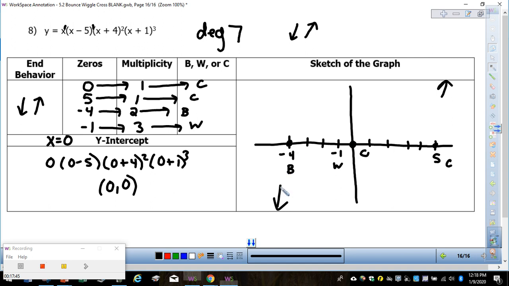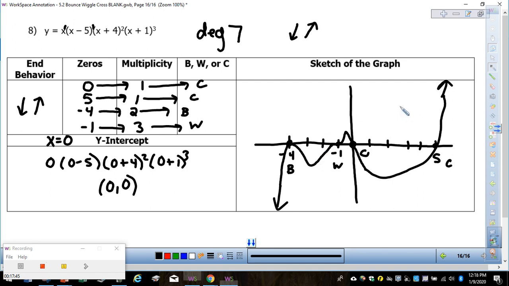Okay, so let's go ahead and start to draw our curve. So it's going to bounce at negative 4, come down, turn around so that it can wiggle. Wait, yeah, it's going to wiggle through negative 1. So it's going to look like that. It's got to turn around so that it can cross through 0, and then it'll turn around one more time so that it can cross through 5. Okay, not super pretty. Do the best you can in sketching it on your own.